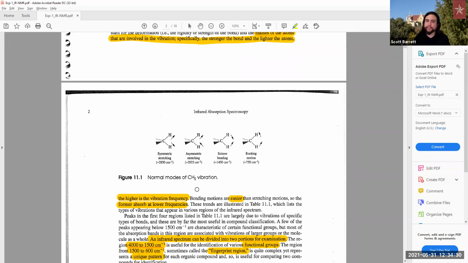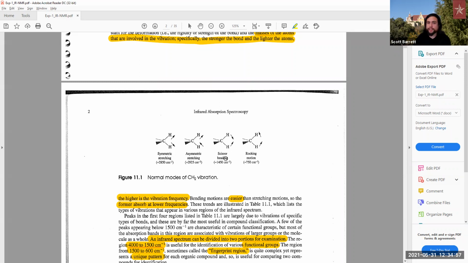So what does this exactly mean? Here is a great example. Symmetric and asymmetric stretching are at a higher frequency here, around 2,800 inverse centimeters and 2,900 inverse centimeters. Whereas when we see the bending or rocking motions, this is more down in the fingerprint region, and we'll discuss that further, what that exactly means.